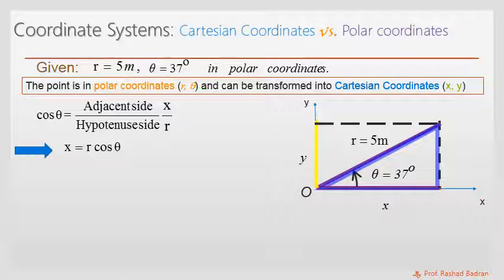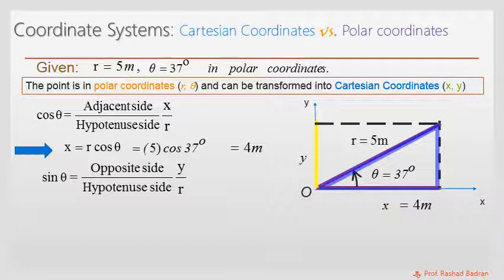It must be noted here that every adjacent side of a right angle triangle must be equal to the hypotenuse multiplied by cosine the angle between the hypotenuse and the adjacent side. Then in this case, substituting the values of r and theta, the x coordinate is 4.